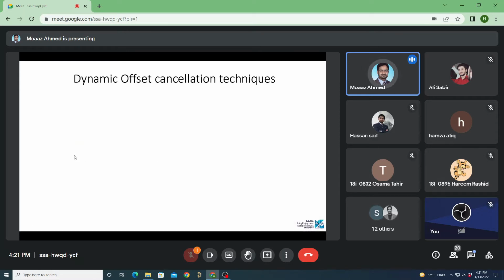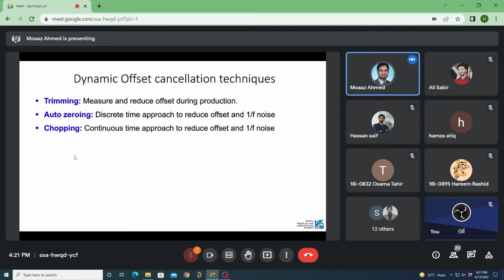So how do we cancel all these errors? Trimming, auto-zeroing, chopping: the dynamic offset cancellation techniques. So there are usually three methods. One is trimming. Trimming is actually done after fabrication. It's employed at the fabrication or processing facility.